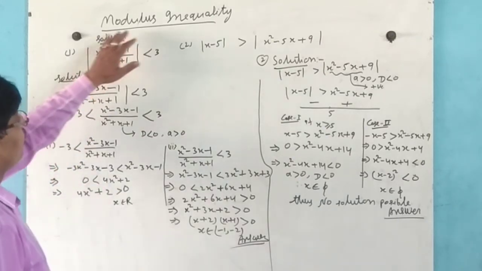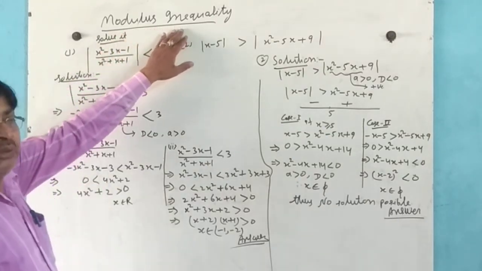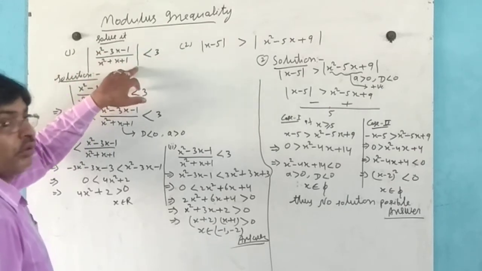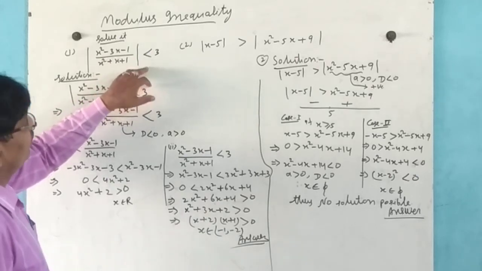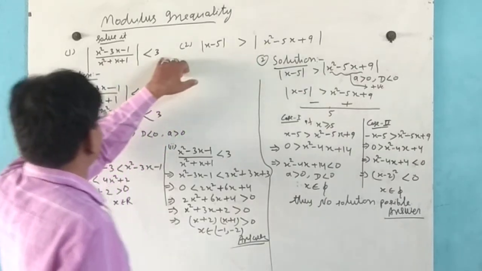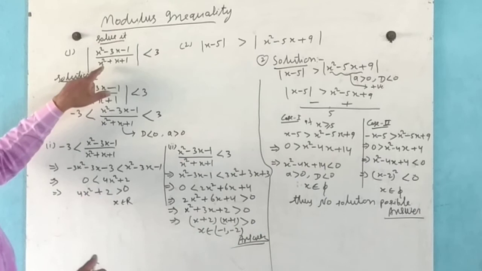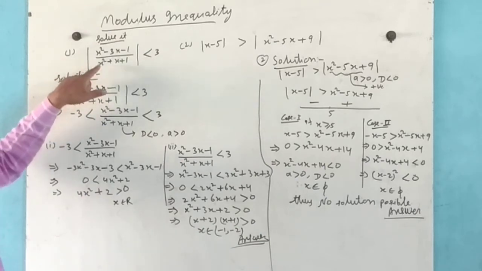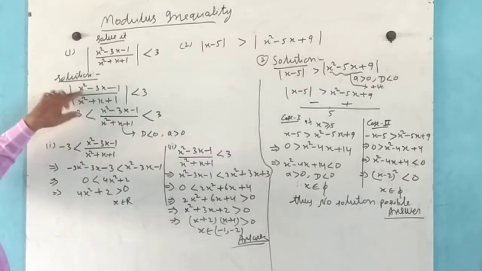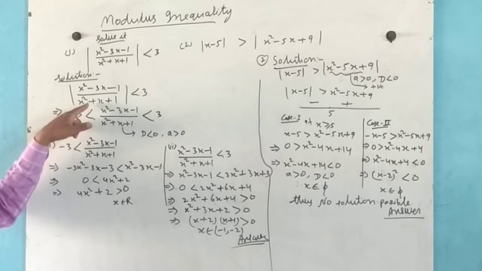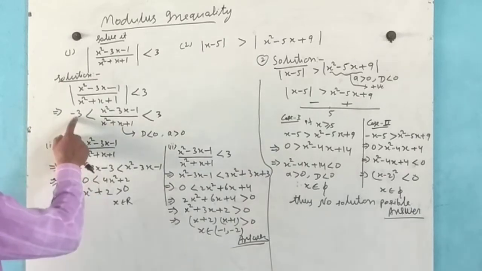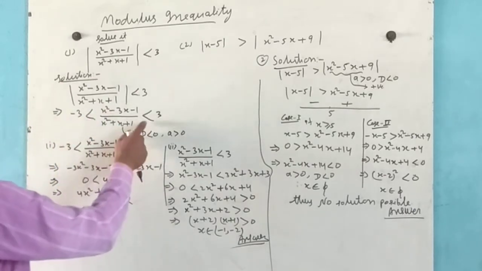Now, modulus inequality. It means that this line is known as mod, and such a type of problem is known as modulus inequality. Here mod means if you take negative, that is also positive, and if you take positive, that is also positive. So x square minus 3x minus 1 divided by x square plus x plus 1 can be written as greater than minus 3 and less than 3.